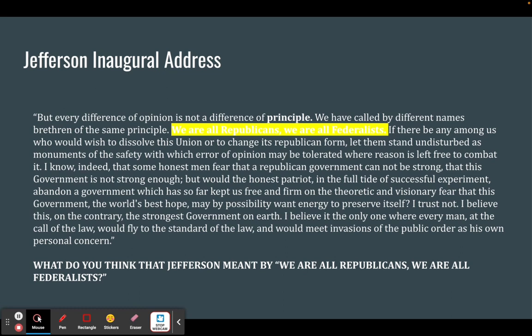So take a minute and look at the part that's highlighted and answer in your notes, what do you think that Jefferson meant by "we are all Republicans, we are all Federalists"?